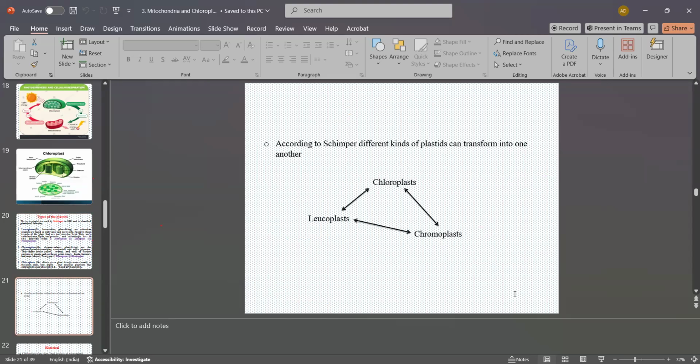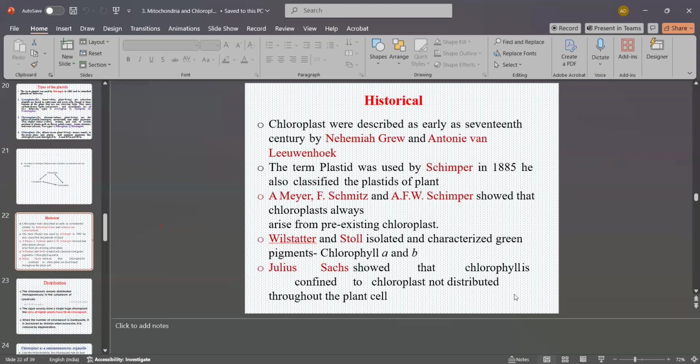According to Schimper, different kinds of plastids can transform into one another. Chloroplast transforms to chromoplast, chromoplast transforms into leucoplast, and leucoplast transforms into chloroplast. Every type of plastid is responsible for a major function of the plants. Leucoplast becomes chloroplast, and chloroplast becomes chromoplast. Schimper gave the idea that one type can be converted into another.